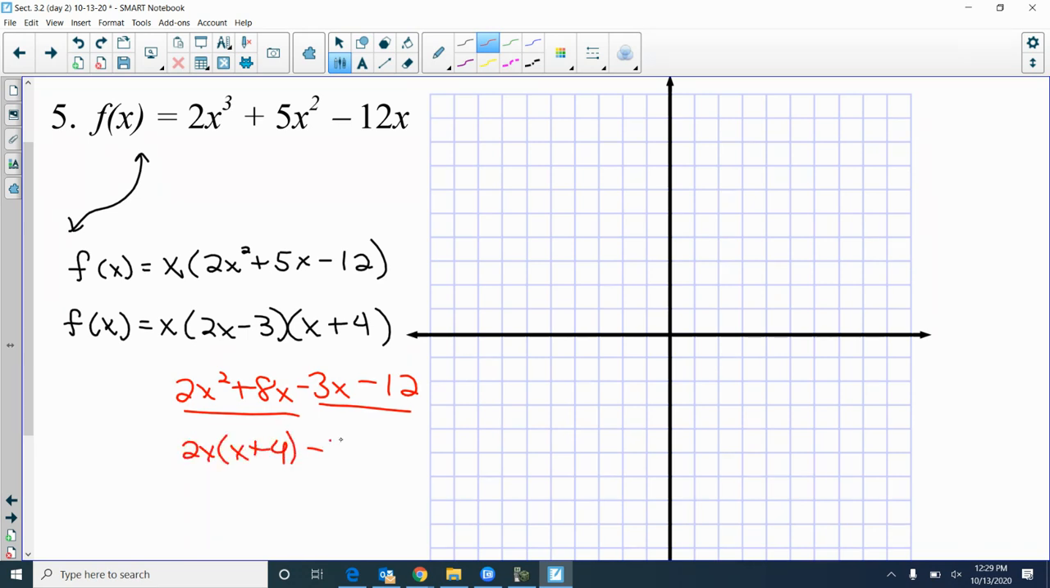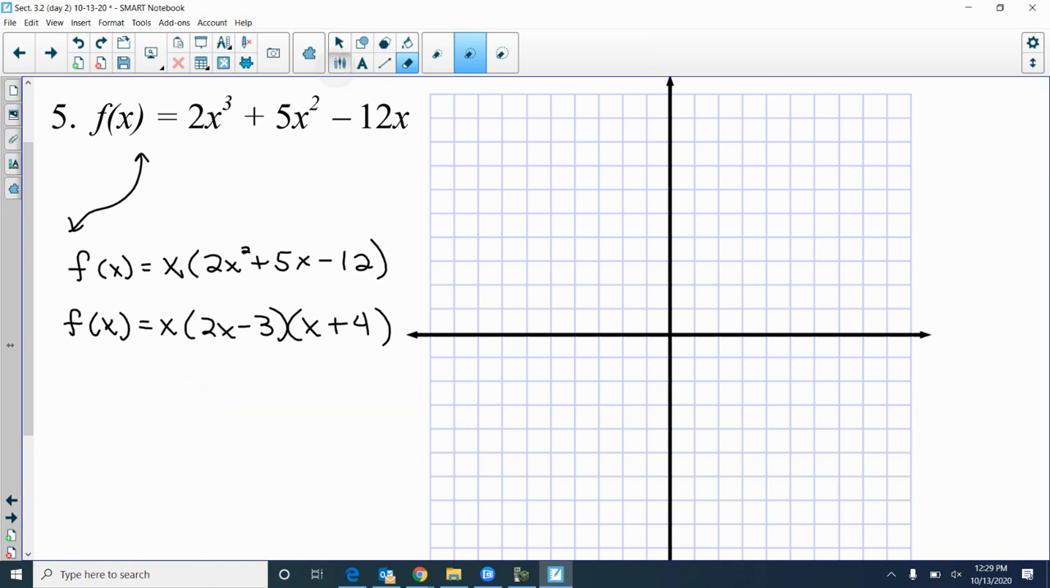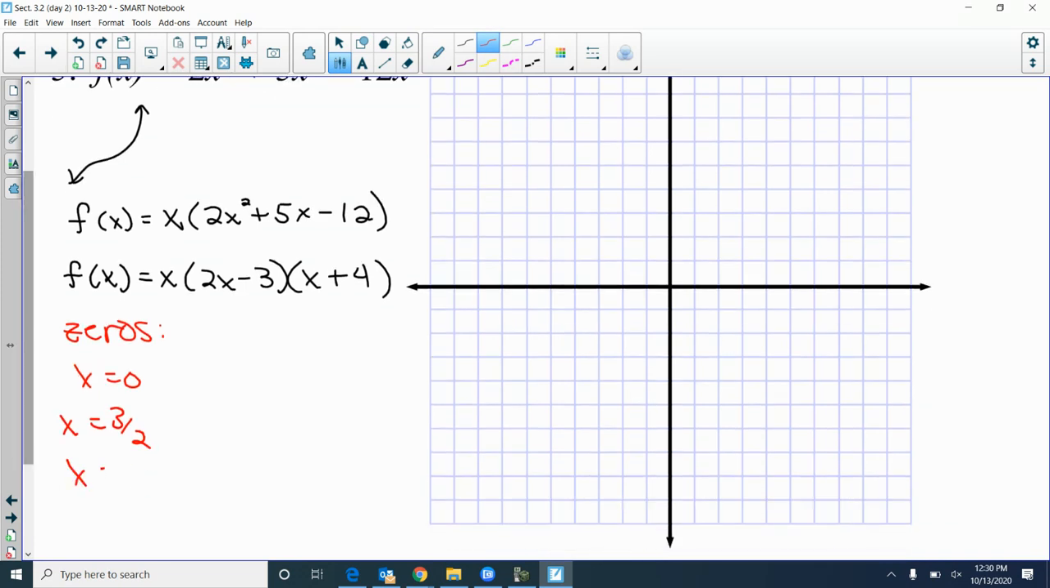And then that would be a negative 3. And then you're still going to get the same thing. Remember, the 8 and the 3 aren't your answers. They're used to get them. All right, so now I got it factored. I got it in a form that I can find the zeros. So my zeros are x equals 0, x equals 3 halves, and x equals negative 4.